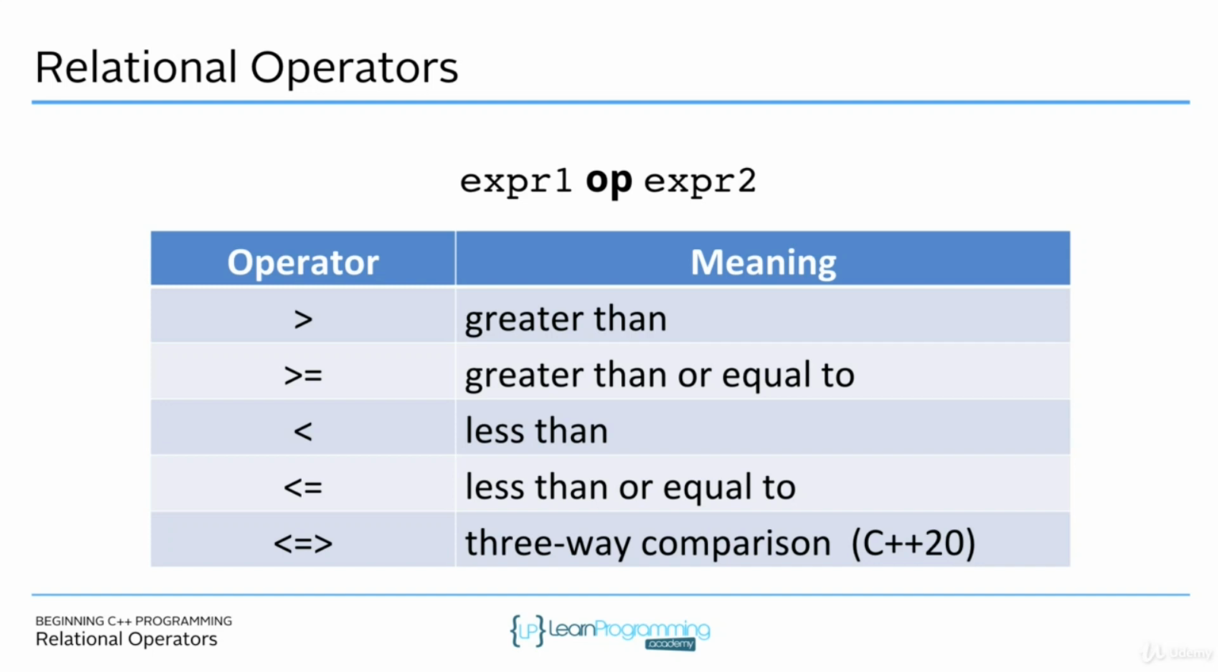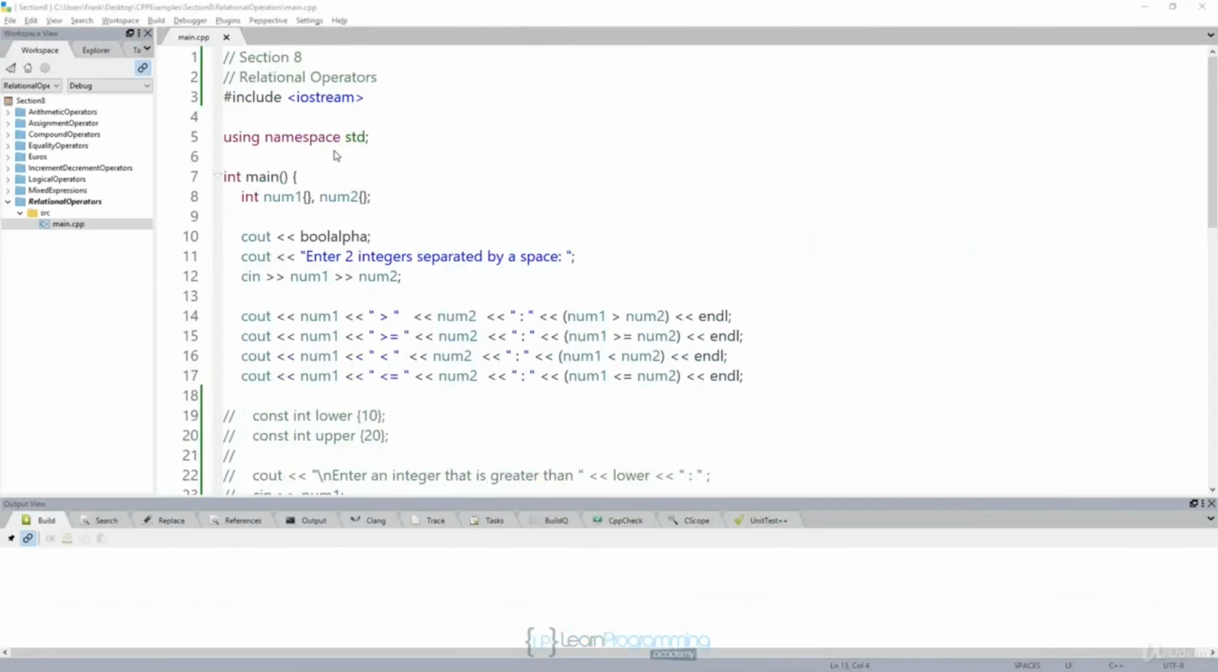Like the equality operators, these operators are very intuitive, easy to use and understand. Let's see a few examples in CodeLight. I'm in CodeLight. I'm in the Section 8 workspace, and this is the Relational Operators project. In this project, I'm just using some really simple examples to test some of these relational operators.